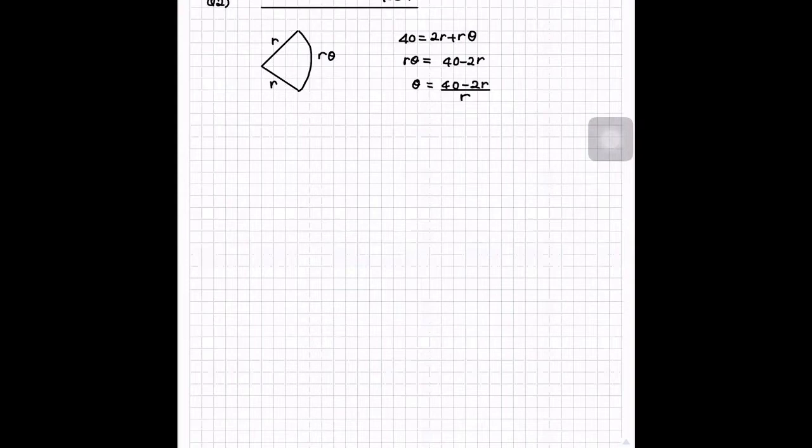You want to simplify, you can. If you want to leave it like this, leave it. Then the second part, they said show that the area of the sector of a circle is 20R minus R square. So area, can you tell me what is the area of a sector, Jason? Half R square theta. Okay.